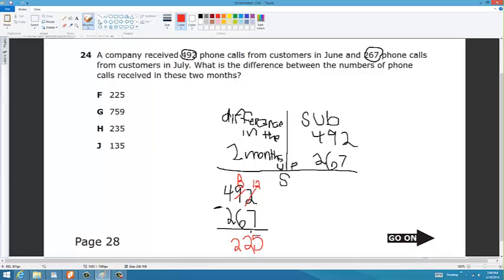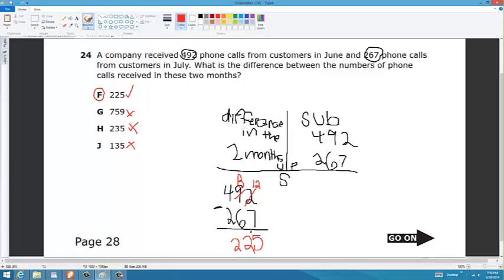We're going to double check our work. Difference, subtraction, we have the correct information. And then we're going to double check our subtraction and make sure that it's correct. 12 minus 7 is 5. 8 take away 6 is 2. 4 minus 2 is 2. Then at this point, we're going to look at our answers and say, okay, this answer matches 225. 759, oh, that's way too many. That is not correct. 235, too much. So that one is not correct. And 135, that is not enough. So that is not correct. Our answer is going to be F.